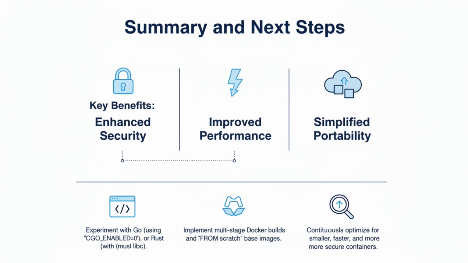As your next steps, I encourage you to experiment with your own applications. Try building a simple Go or Rust service and deploying it into a from-scratch container. Explore the use of CGO_ENABLED=0 and musl libc for your respective languages. Embrace multi-stage builds in your Dockerfiles. By adopting these practices, you can significantly optimize your containerized applications, making them leaner, faster, and more secure.